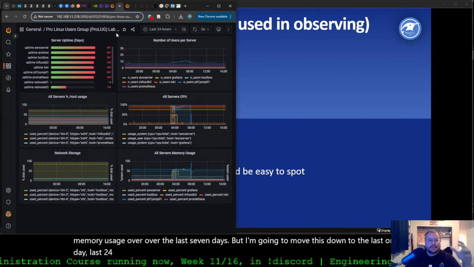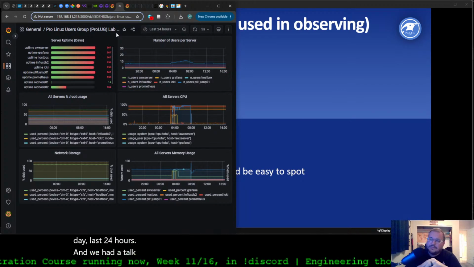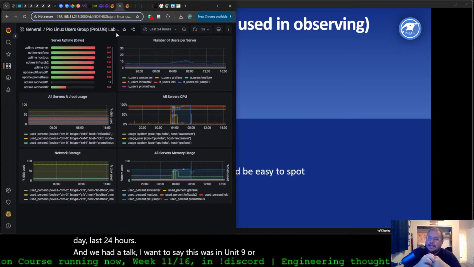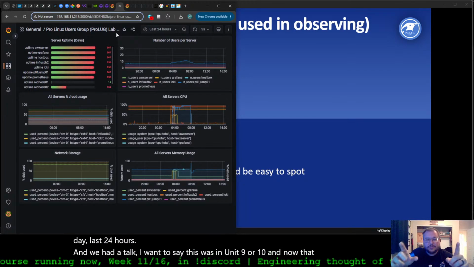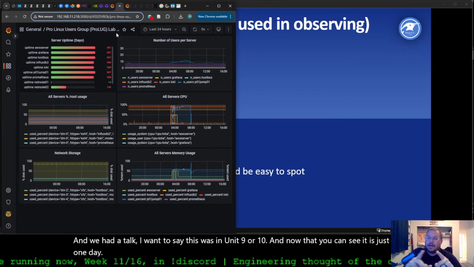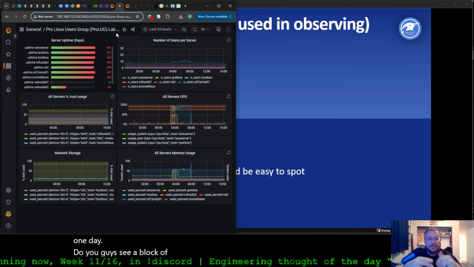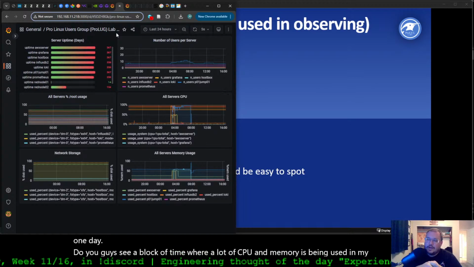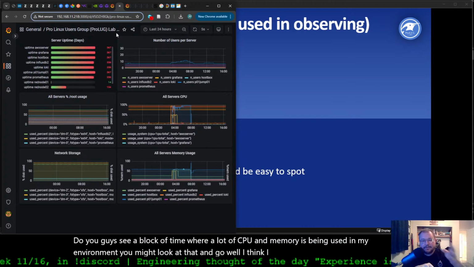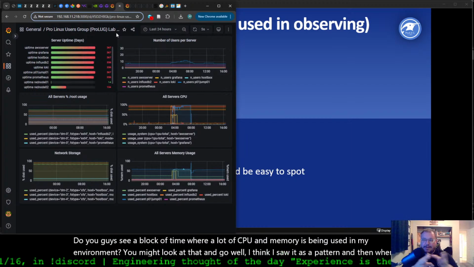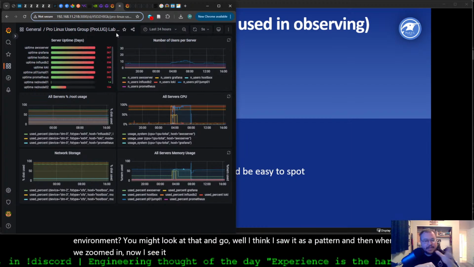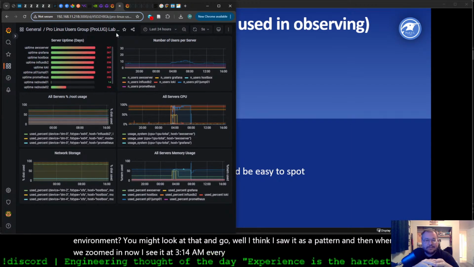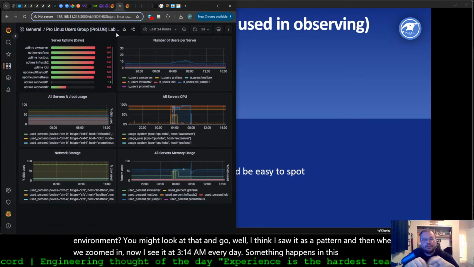And we had a talk, I want to say this was in unit 9 or 10. Now that you can see it as just 1 day, do you guys see a block of time where a lot of CPU and memory is being used in my environment? You might look at that and go, well, I think I saw it as a pattern. And then when we zoomed in, now I see it at 3:14 a.m. every day. Something happens in this environment to spin up your CPU and usage.